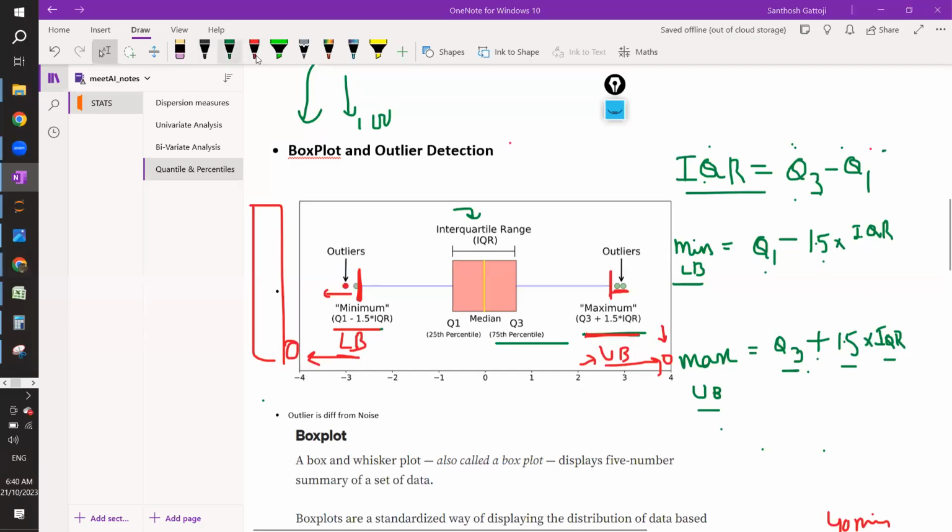Okay, let's start. Yesterday we discussed box plot, and we also saw an example.